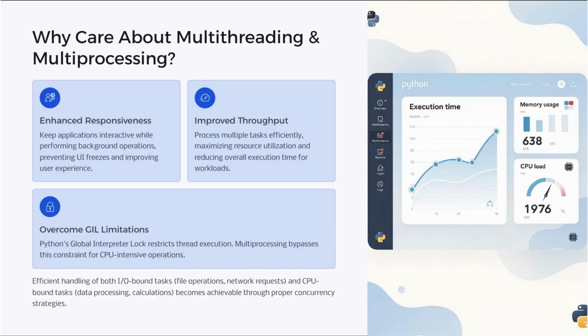Multithreading and multiprocessing enhance application responsiveness by keeping interfaces interactive during background tasks, preventing user interface freezes. They improve throughput by efficiently processing multiple tasks, maximizing resource use, and reducing execution time. Multiprocessing overcomes Python's global interpreter lock, crucial for central processing unit-intensive tasks, while multithreading efficiently handles input/output bound operations.